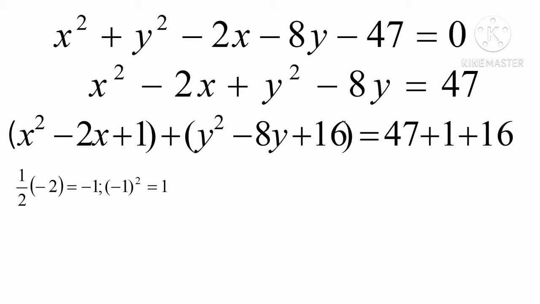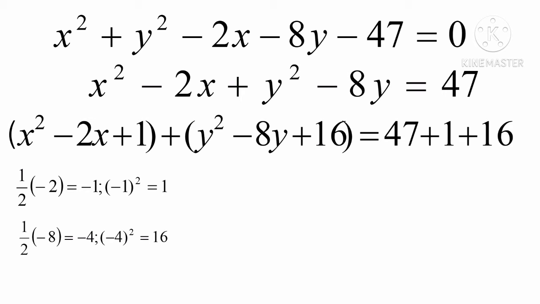47 plus 1. So another variable, y^2 - 8y. For this middle term, -8, half of it is equal to -4. And then multiply by itself, -4 times -4 equals positive 16. So again, you will add positive 16, and then on the right side, you will add also positive 16. So we will have now the quantity x^2 - 2x + 1 plus the quantity y^2 - 8y + 16 equal to 47 + 1 + 16.